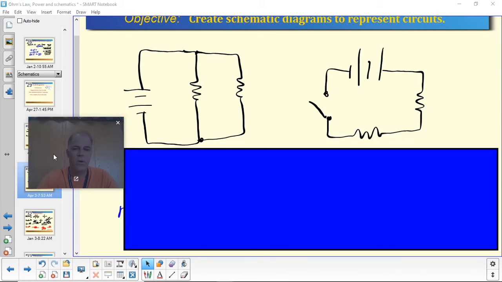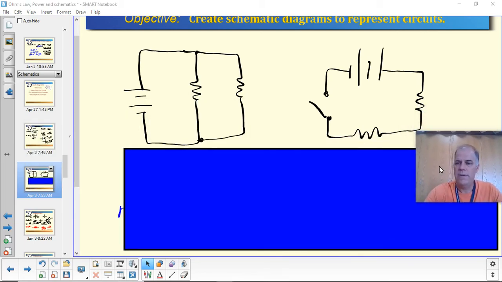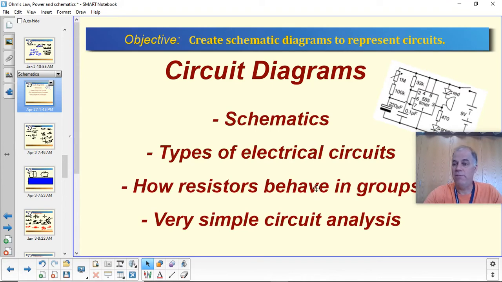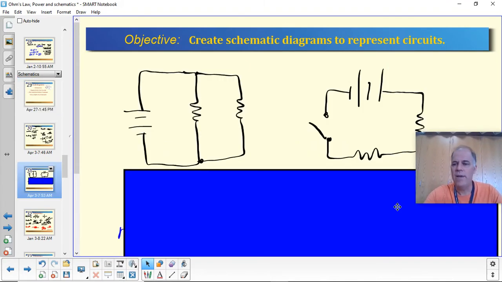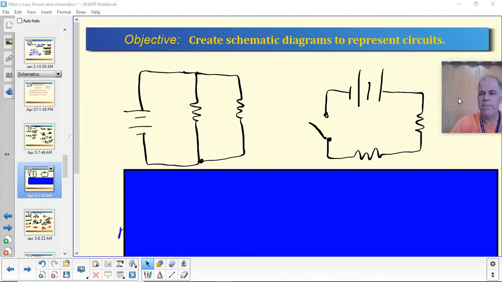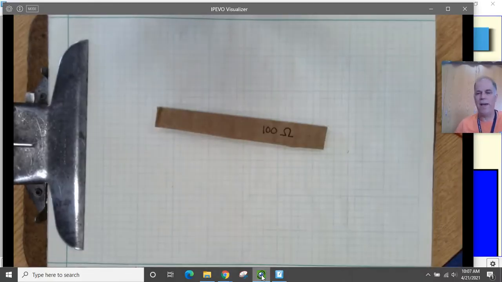Let's go on to what we said we wanted to get to, how resistors behave in groups, and this is really a good time to do this. So we have our series circuit here. The question is, if you start stacking resistors in series, what does that do to the total resistance of the circuit? Suppose we have a resistor.